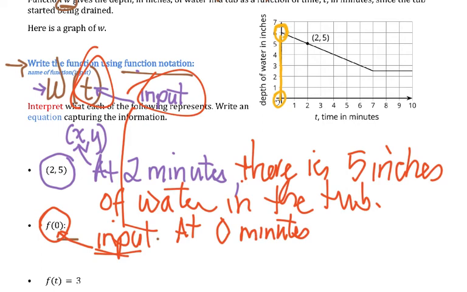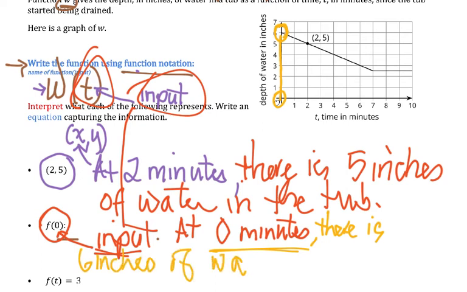6 inches. So at 0 minutes, meaning before I started draining the tub, that's what 0 minutes means. I haven't even started to count the number of minutes yet. How much water is in the tub? At 0 minutes, there is 6 inches of water in the tub.